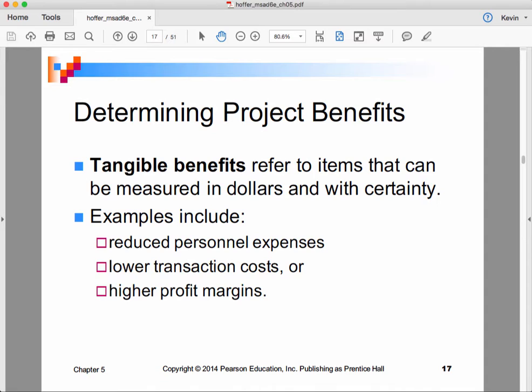margins. Okay, so if we increase the revenue that we get, if the scenario that we paint says we're going to get more revenue in, or we're going to reduce costs, those are benefits, and to the extent that we can measure them in dollars with some degree of certainty, then they're tangible.